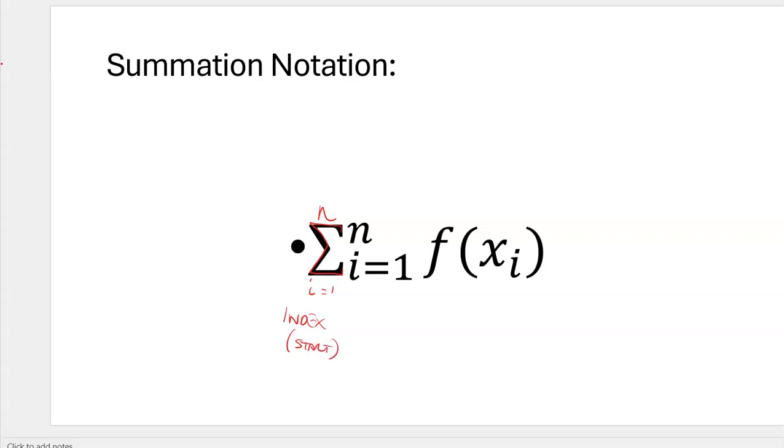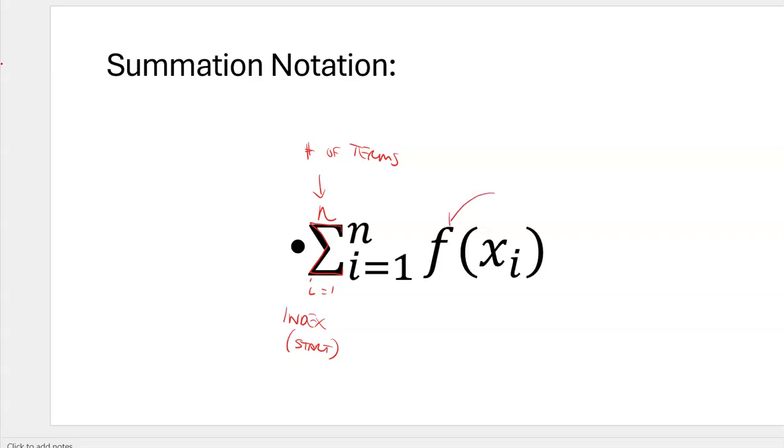So for example, this I equals 1 is telling us we are going to start with the first item. Whatever we're going to be doing with it, we're going to start with the first one, because it says I equals 1. Now this n is the number of terms we're going to have. So for example, if this n is a 6, that's telling us there's going to be 6 terms when we're all done adding.